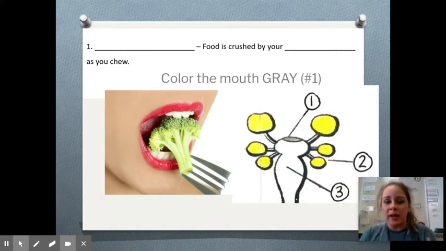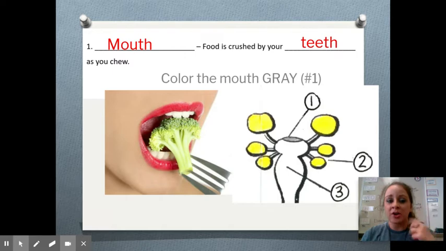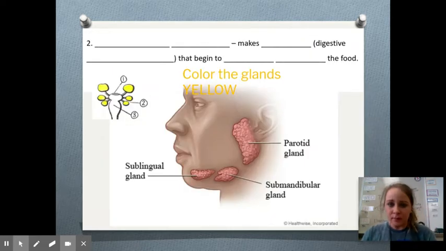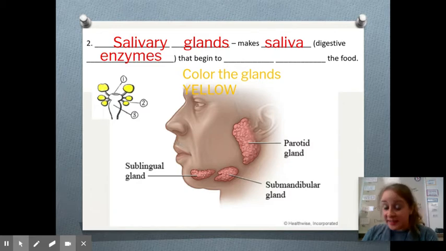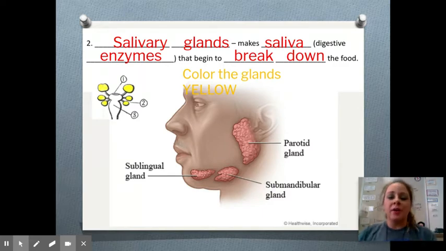So number 1, the first step is food goes into your mouth and food is crushed by your teeth. So when you start chewing, you are crushing the food with your teeth. Okay, step 2, your saliva glands make saliva with digestive enzymes that begin to break down the food. Okay, so you have your spit, that is your saliva. Okay, that is what helps break down your food.